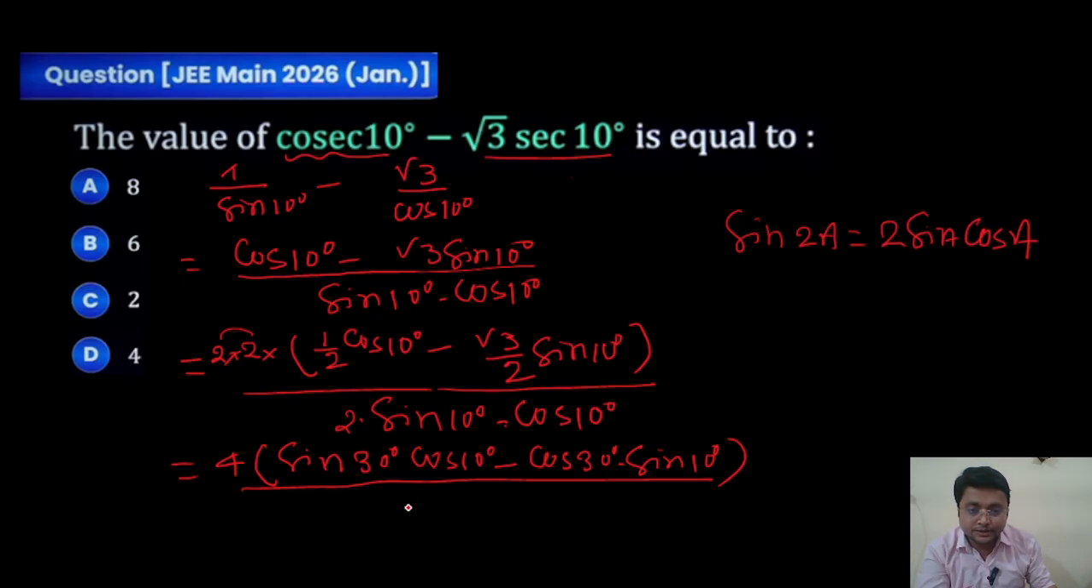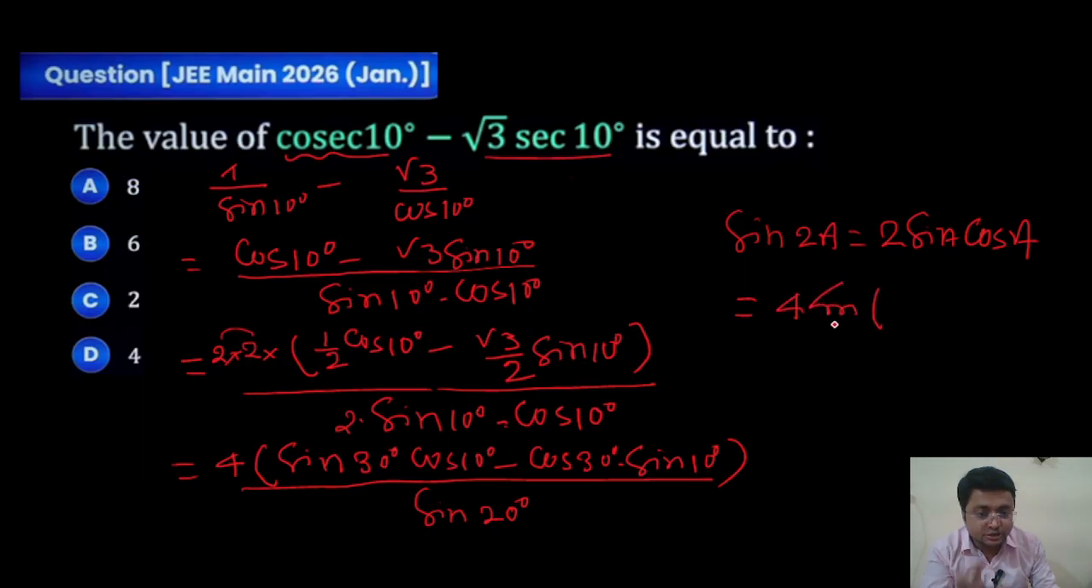So you can write here sine 20 degree. So now you can see sine a into cos b minus cos a into sine b. So you can write 4 into sine a minus b. This is nothing but the formula of sine a minus b. So sine a minus b means 30 minus 10, divided by sine 20 degree.